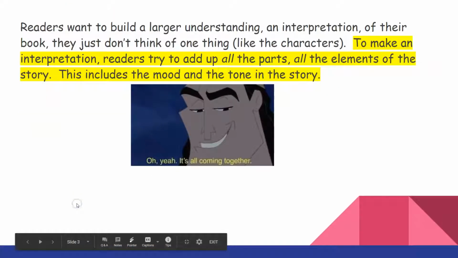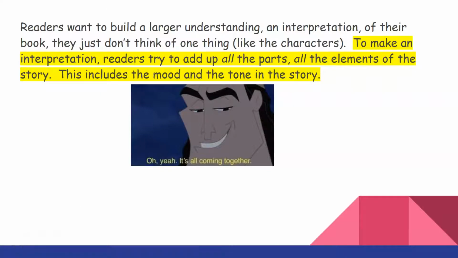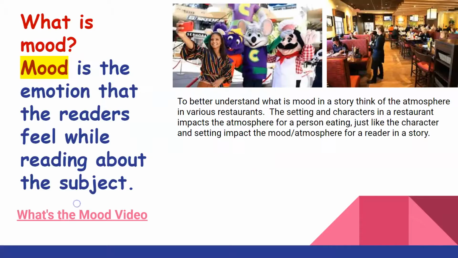Readers want to build a larger understanding or an interpretation of their book. They just don't want to think of one thing, such as the characters. So to make an interpretation, readers try to add up all the parts, all the elements of the story, and this includes the mood and the tone in the story.